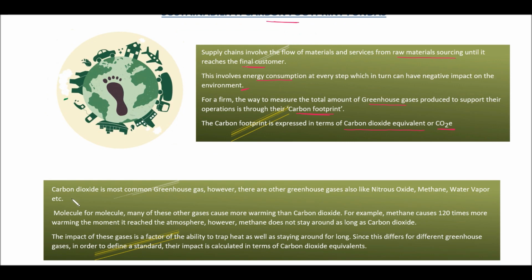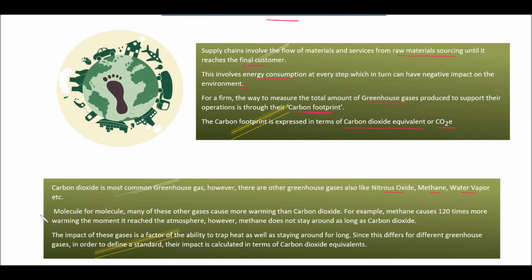Now, as we saw earlier, carbon dioxide is the most common greenhouse gas. However, there are other greenhouse gases like nitrous oxide, methane, water vapor, etc. When you compare molecule for molecule, many of these other gases cause more warming than carbon dioxide. For example, methane causes 120 times more warming the moment it reaches the atmosphere. However, methane does not stay around as long as carbon dioxide.